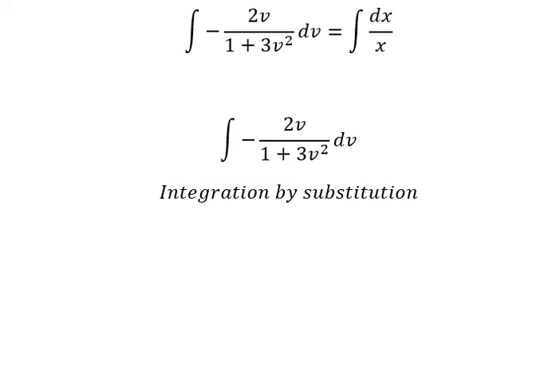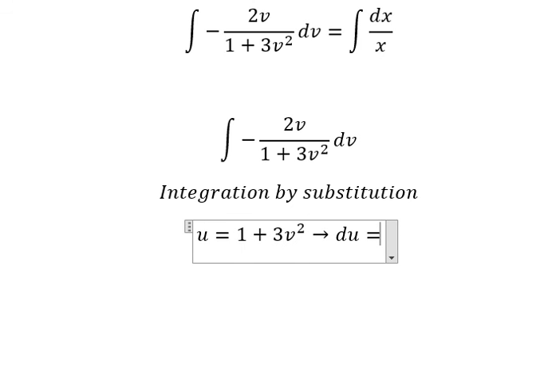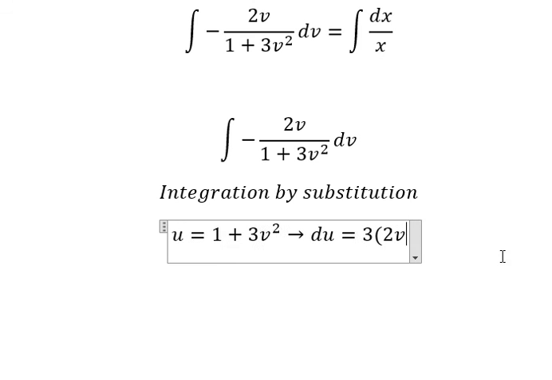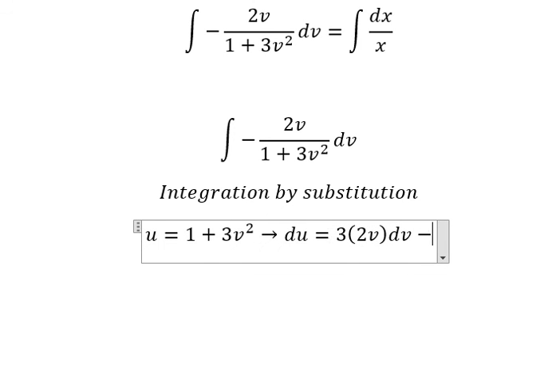So I will put u equals 1 plus 3v squared. Later we do the derivative for both sides. And you get du equal to 3 times 2v, because the derivative of v squared you get 2v, and number 1 you get 0. Next, because we don't have number 3 in here, we need to divide both sides by number 3.